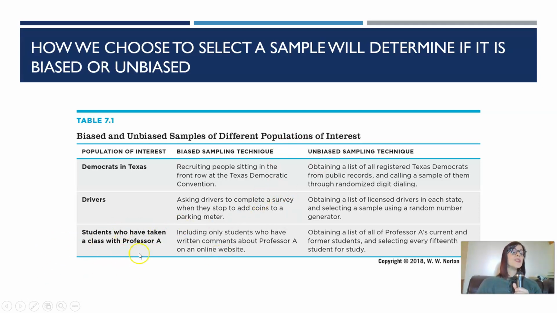All right, students who have taken a class with Professor A. Obtaining a list of all of Professor A's current and former students, selecting every 15th student for study. Another good, simple random sample.